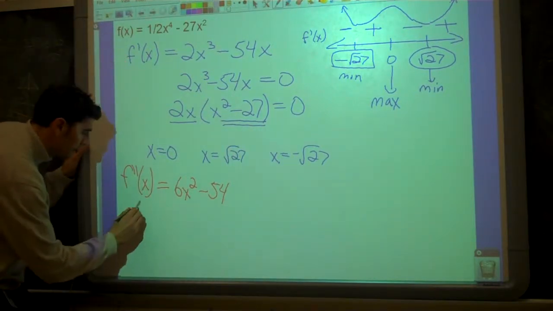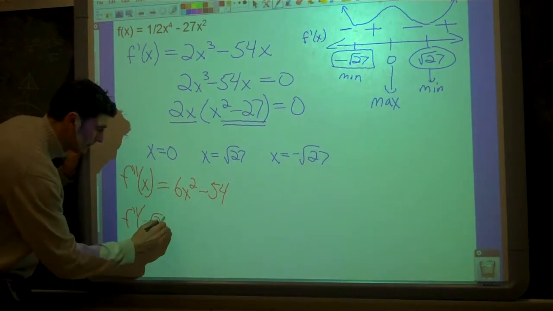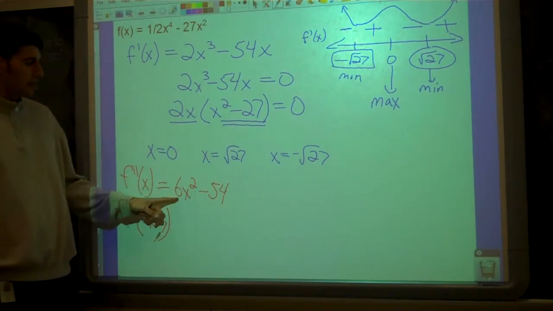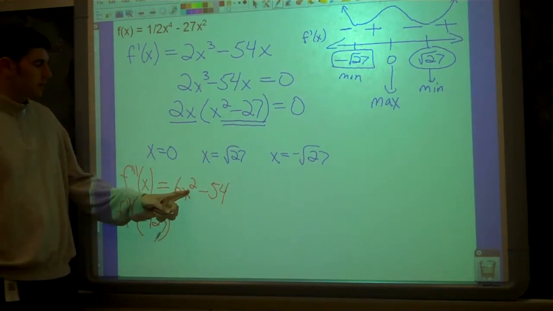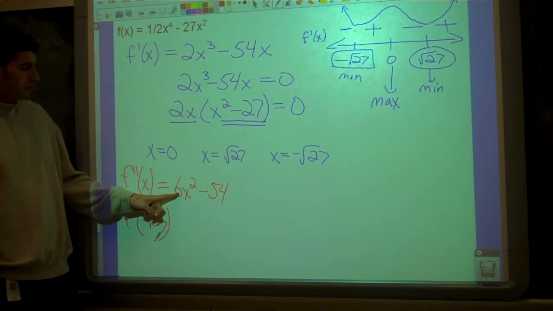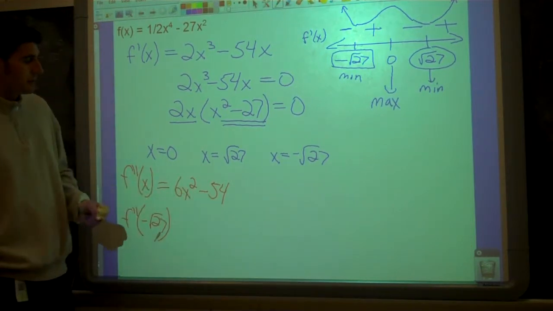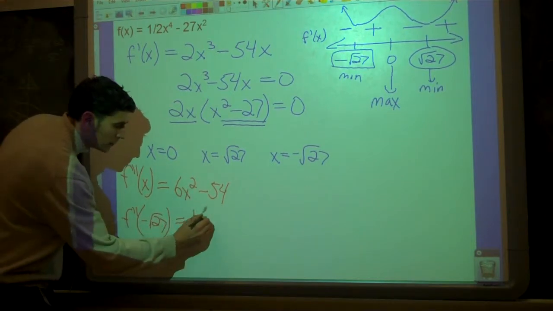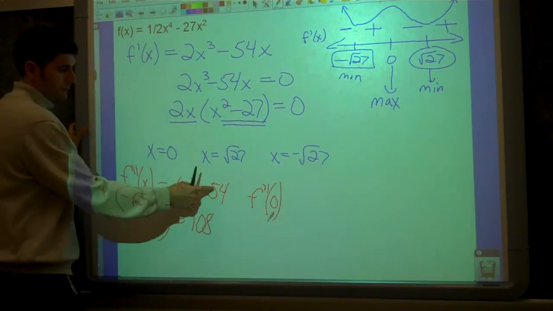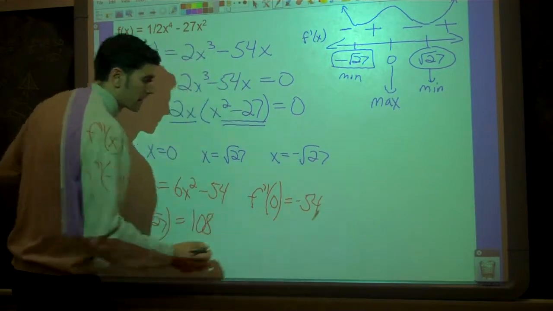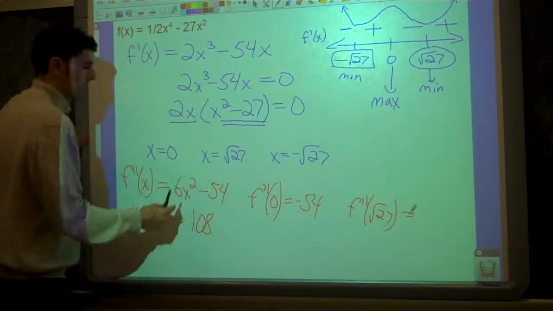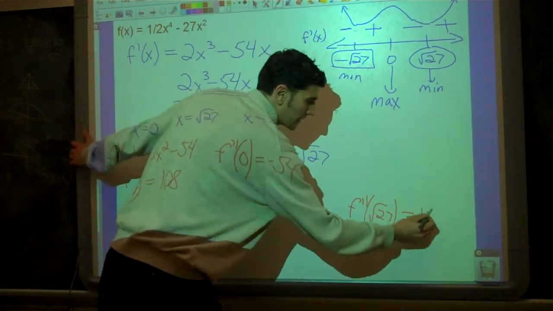So I'm going to substitute in negative root 27. The reason I left this as negative root 27 instead of 3 roots 3 is because it's going to make squaring it easier. Negative square root of 27 squared is 27, times 6 is 162, minus 54 will be 108, which is positive. And then f double prime of 0 gives me negative 54. And then f double prime of the square root of 27, 27 times 6 minus 54, is also 108.